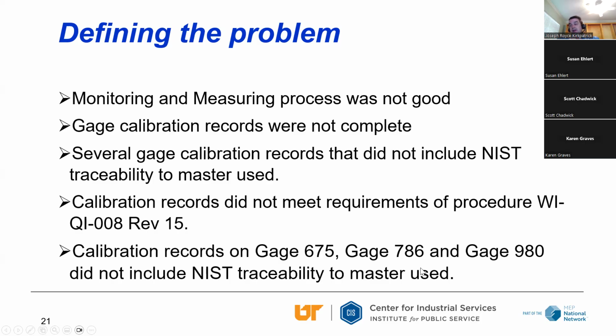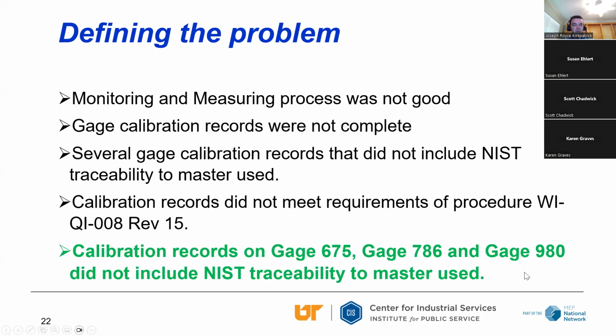All of these are saying we've got a problem with the gauge calibration system. It is. But the clearest one would be the bottom one: calibration records for these 3 gauges did not include NIST traceability. Whenever I'm following up on a corrective action, I'm going to follow up on these 3 gauges to make sure they were updated. And I'm also going to follow up on other gauges to make sure this issue is addressed, look across, read across.